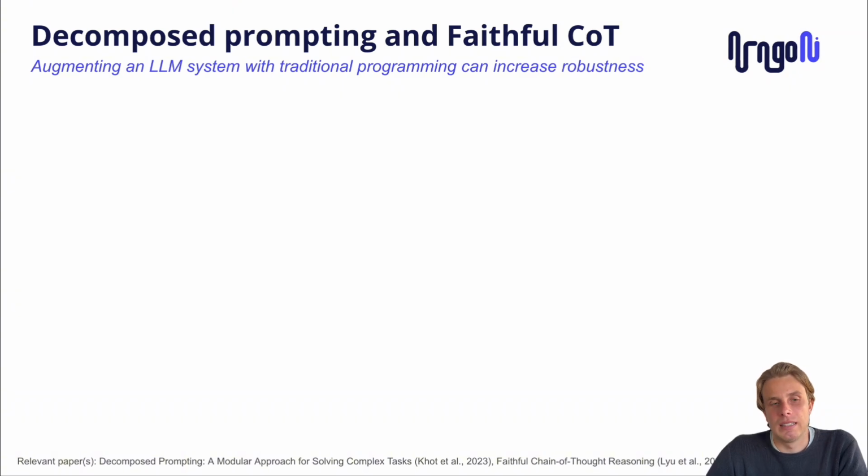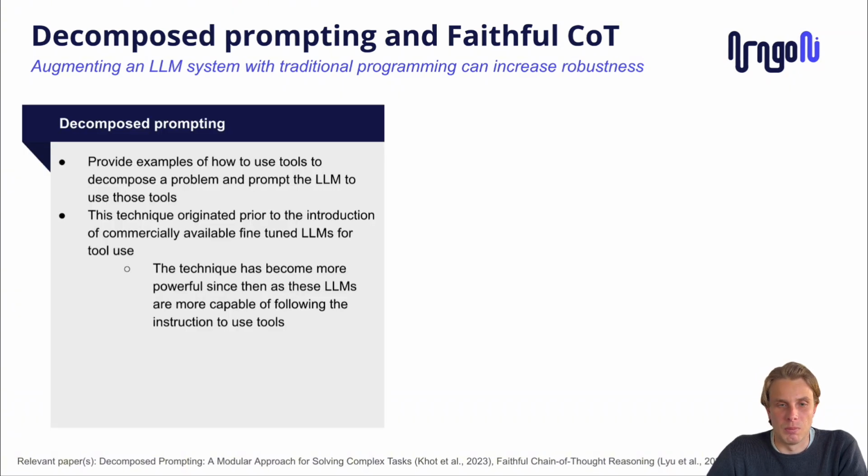Okay, next we'll speak about how we can use some traditional programming to increase robustness of these. Specifically, what I want to talk about here is using tools. In the paper where they proposed decomposed prompting, what they suggested is identifying different tools that you want to help with the feature or performance of that feature, and then prompting your large language model to use those tools when necessary.